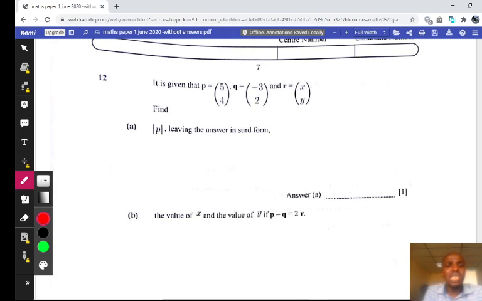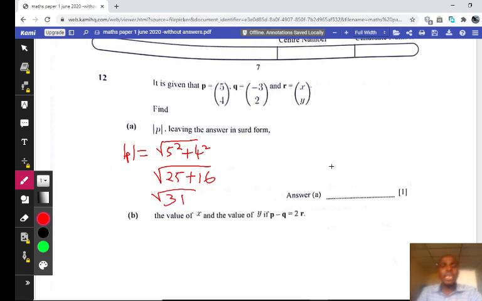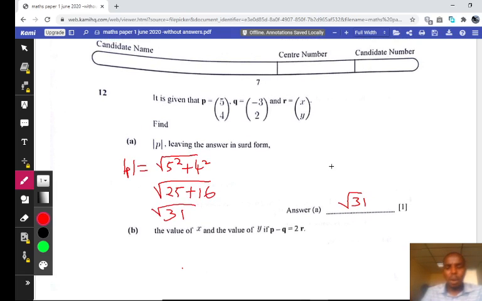Which one is vector P? It is (5, 4). The magnitude of a vector is found by taking the square root of 5 squared plus 4 squared. This is the magnitude of P. Let's simplify: 5 squared is 25, then 4 squared is 16. Then 25 plus 16 gives 41, so the magnitude is root of 41. This will be your final answer. Right, let's move on to the next question.